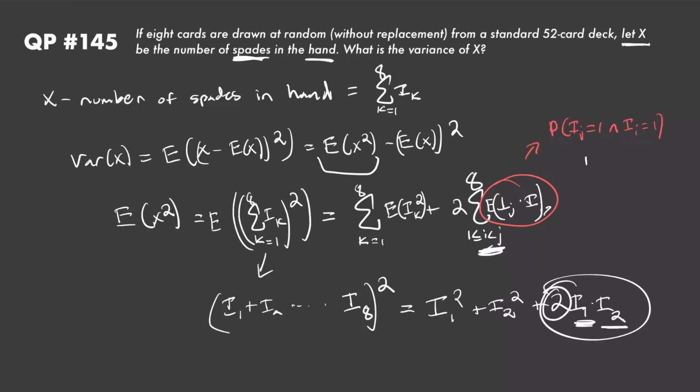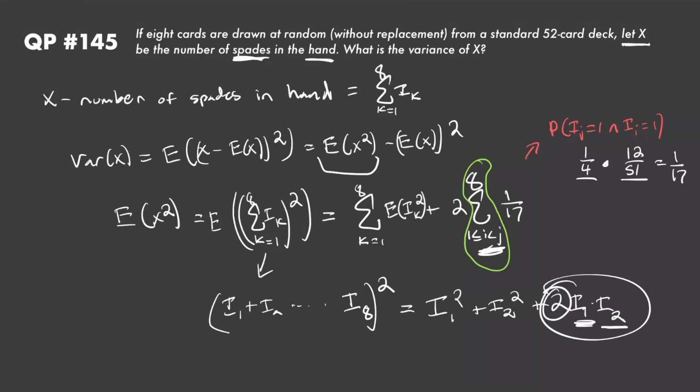This probability is like we're looking at 2 cards. What's the probability that we get 2 spades? For the first one, it's going to be 1/4, 13 out of 52. And then for the second one, we're going to have a spade removed, so it's 12 out of 51. That's just equal to 1 on 17. So the expected value of I sub j times I sub i is just 1 on 17.